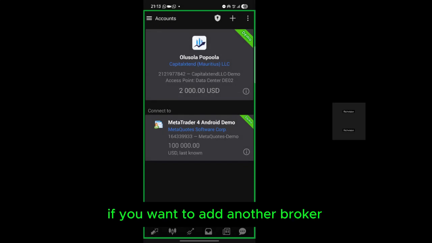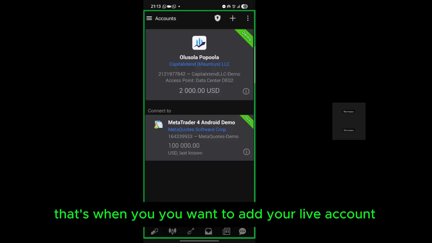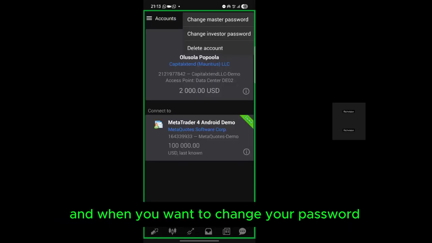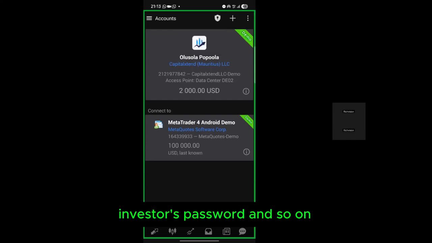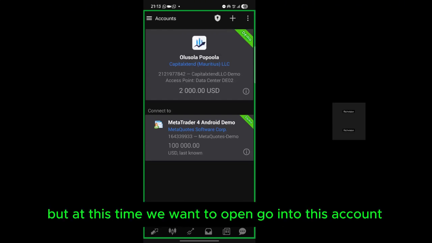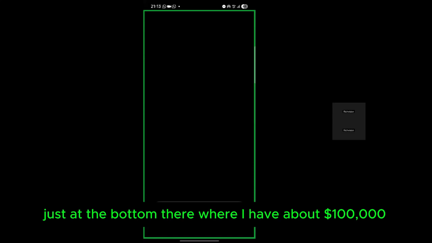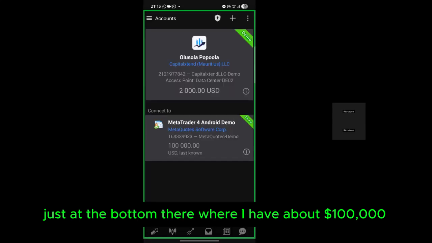If you want to add another broker, that's when you use this plus sign at the top. That's when you want to add your live account. And when you want to change your password, investor's password, and so on, you use the three dots at the top right. But at this time, we want to go into this account, the $2,000 funded account. You can see another demo account just at the bottom there, where I have about $100,000.